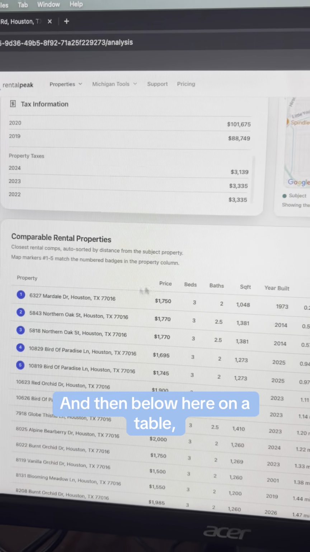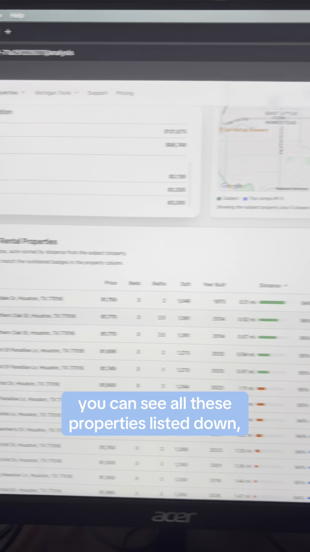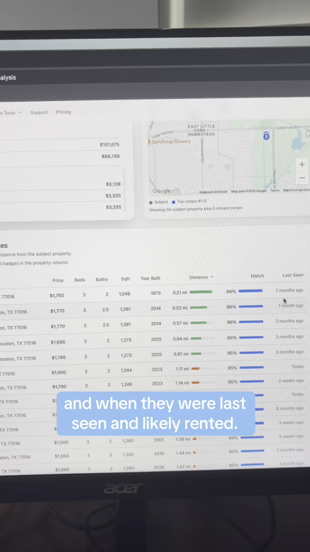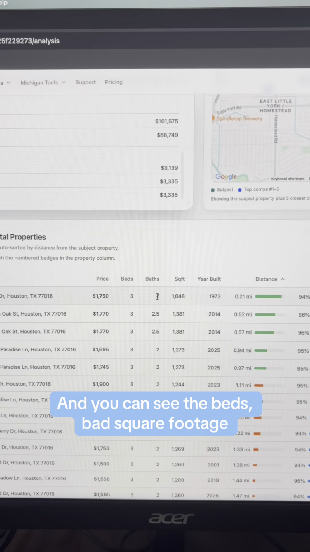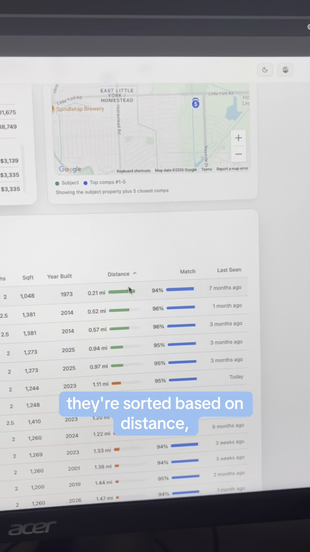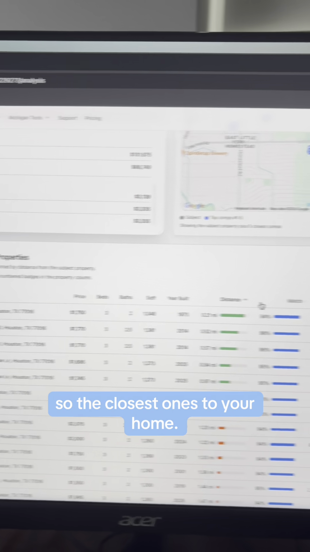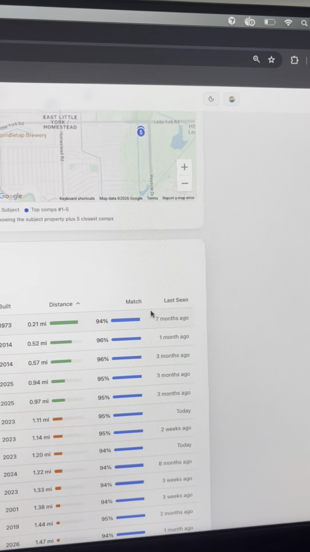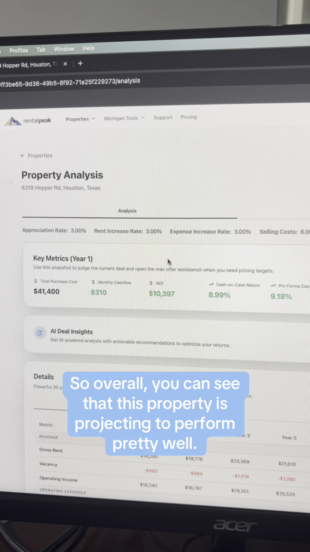And then below here, on a table, you can see all these properties listed down, what they were listed for rent-wise and when they were last seen and likely rented. And you can see the beds, baths, square footage, and year built. By default, they're sorted based on distance to the closest ones to your home, or you can sort them based on match, so which properties are the most similar. So overall, you can see that this property is projecting to perform pretty well.